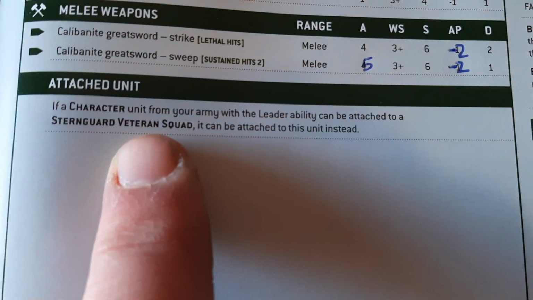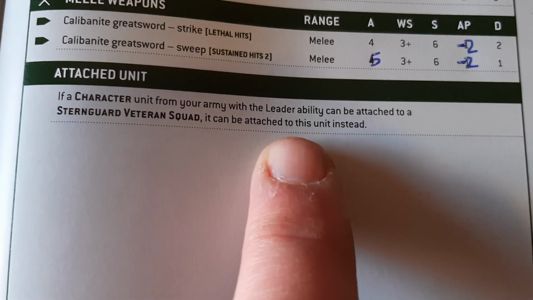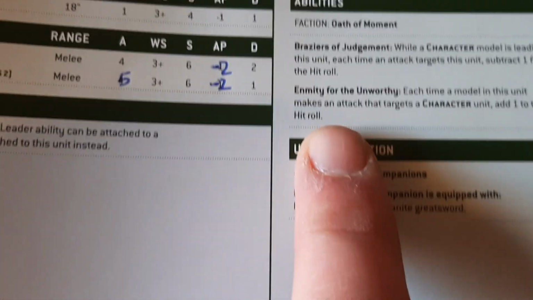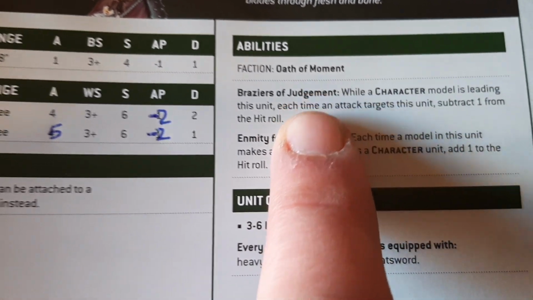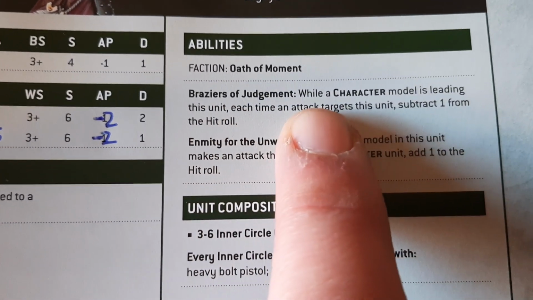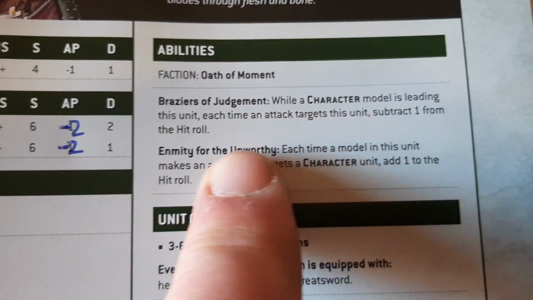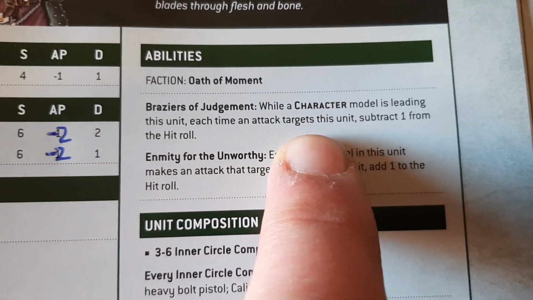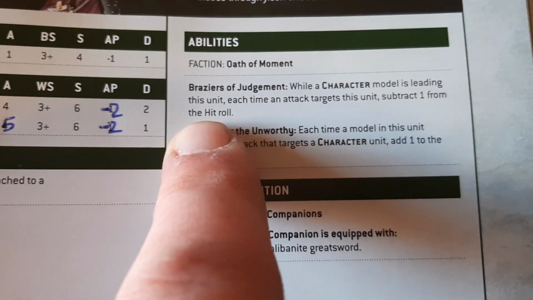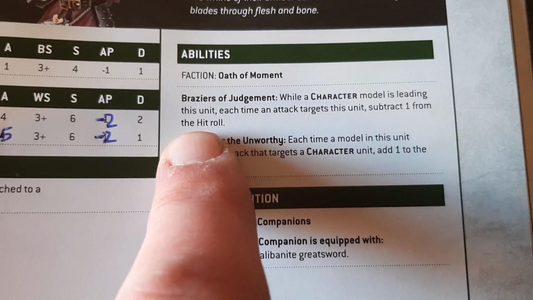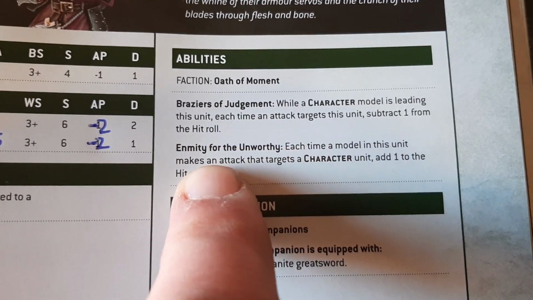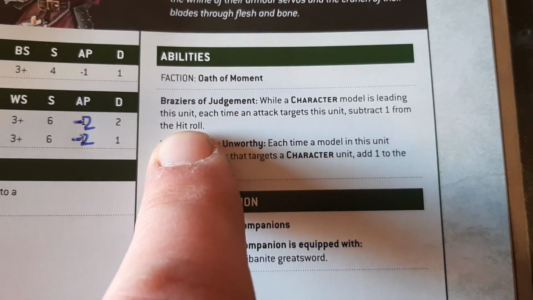This is just saying if a character with the leader ability can be attached to a Stone Guard Veteran unit, it can be attached to this unit instead. They have Oath of Moment because they're Space Marines. The Braziers of Judgment, I probably just butchered that word. While a character model is leading this unit, each time an attack targets this unit, subtract 1 from the hit roll. That's actually nice, because you could put a lieutenant in there, give him lethal hits, and then put a captain in there as well. That is actually nice, or even Azrael in there. So that is actually nice.